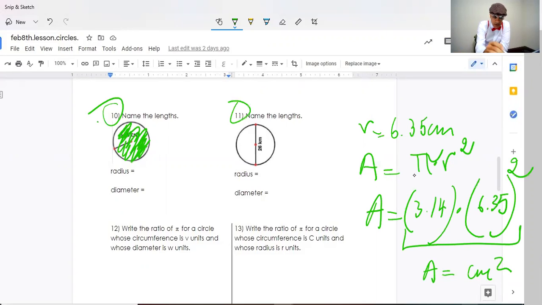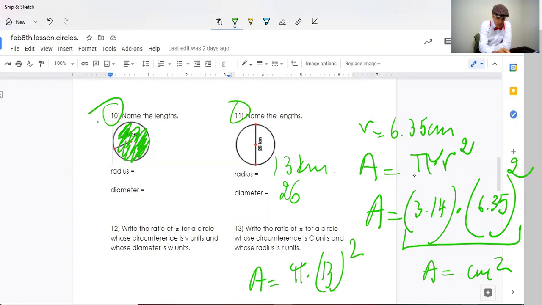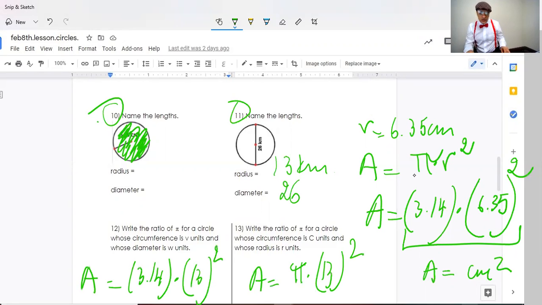If I want to do 11 and I want to find the area, since the diameter is 26 kilometers, the radius is half of that, which is 13 kilometers. So the area would be, for this one, pi times r, which is 13, squared. Okay, so the area would be pi, we estimate 3.14, times the radius 13 squared, and just put that in the calculator to get your answer for the area. Okay, all right, that's all.